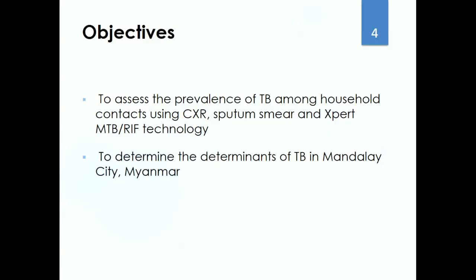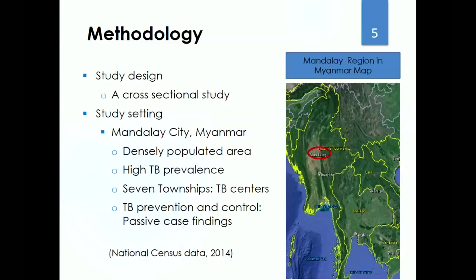The objective of this study was to assess the prevalence of TB among household contacts by using chest X-rays, smear microscopy, or GeneXpert technology, and to determine the determinants of TB in Mandalay City, Myanmar. A cross-sectional study was conducted in Mandalay City, Myanmar, a densely populated area with a higher TB prevalence. There are TB centers in this city, and TB prevention and control is mainly based on a basic case finding strategy.